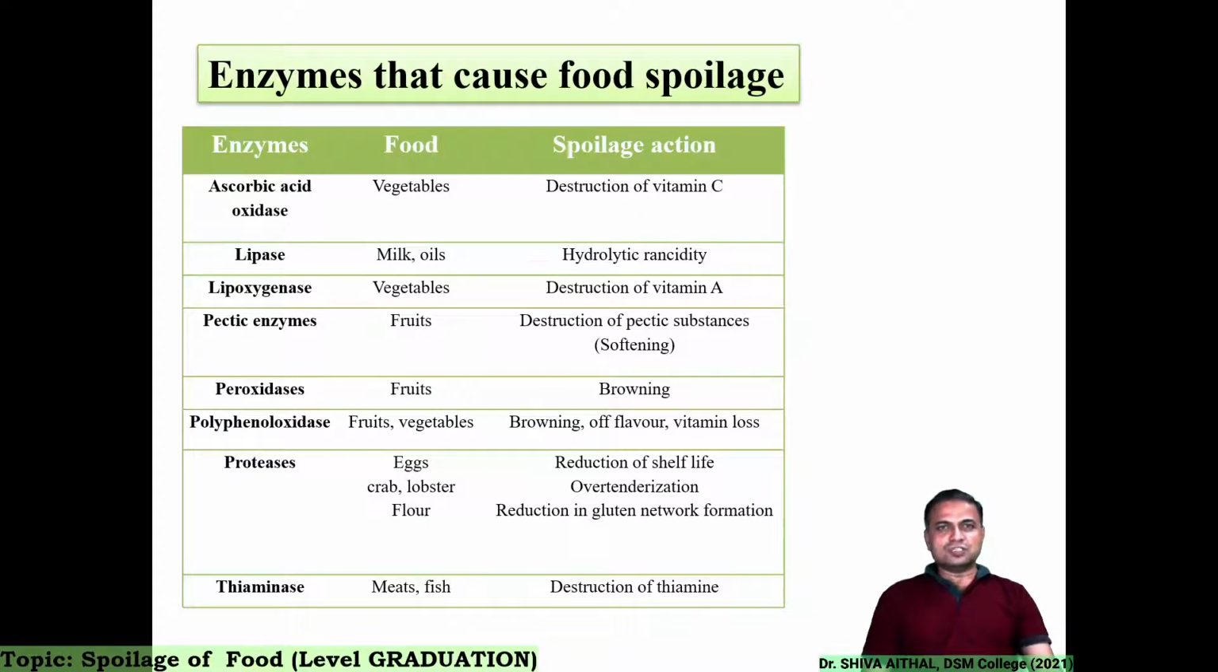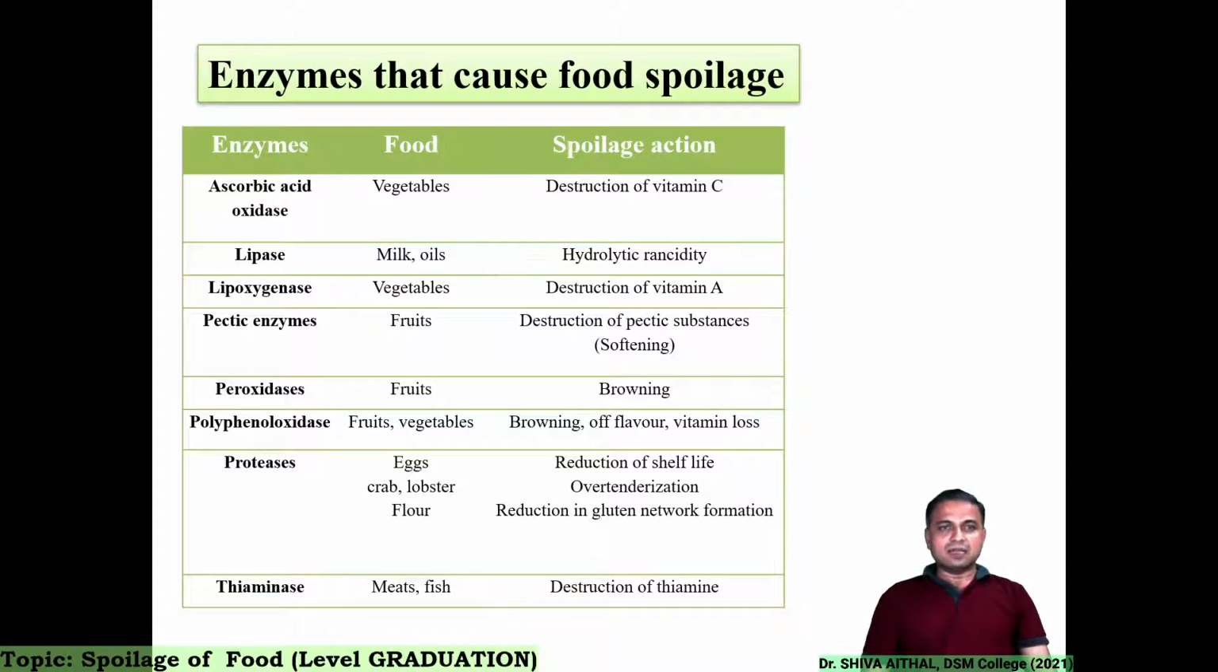Now chemical changes: enzymes that cause food spoilage. There are various enzymes. Where are these enzymes present? They can be present in the food, fruit, vegetable or the meat itself, or they can be produced by the microorganisms lodging on the food. If it is by microorganisms, then that will be studied under microbial changes in food. But here we are dealing with enzymes which are present within the food as a component of the food, and that can cause food spoilage.